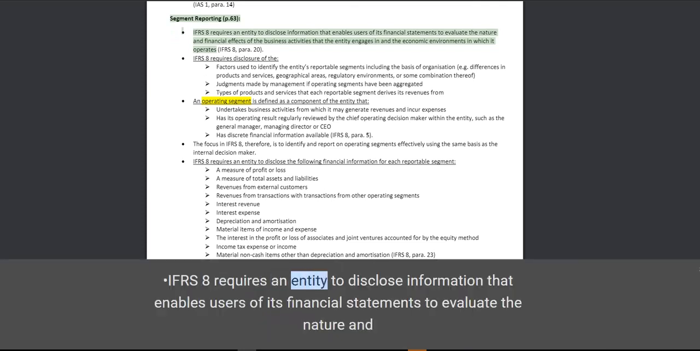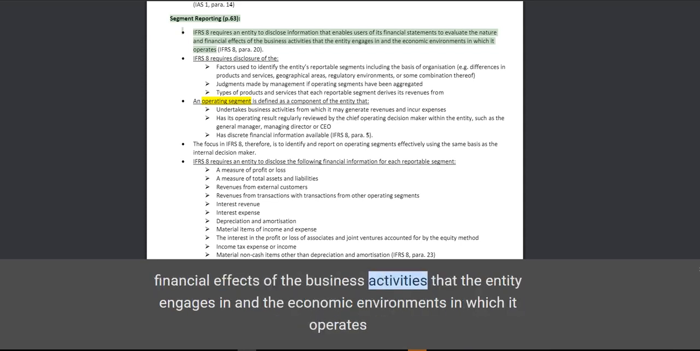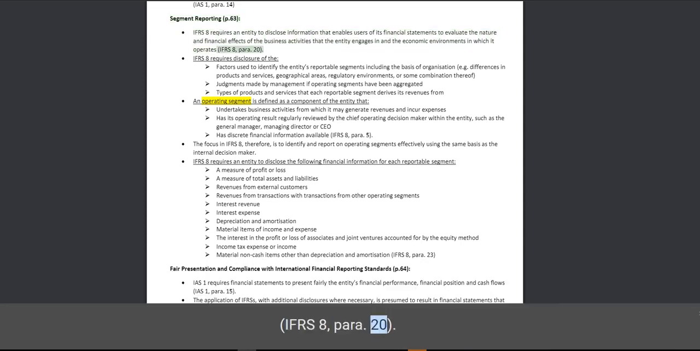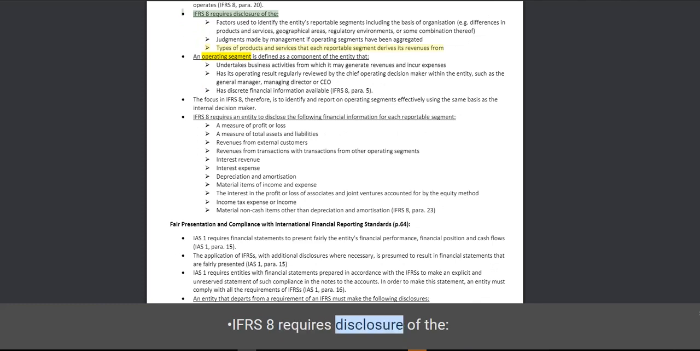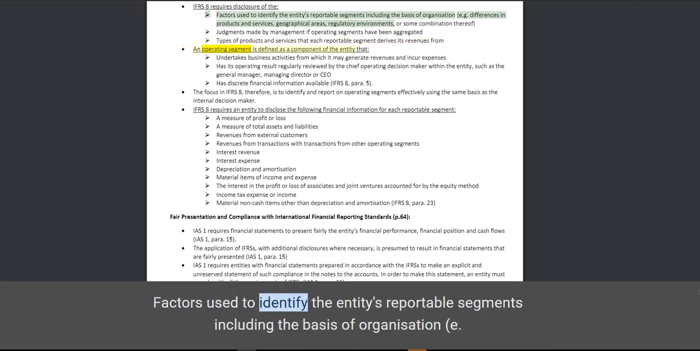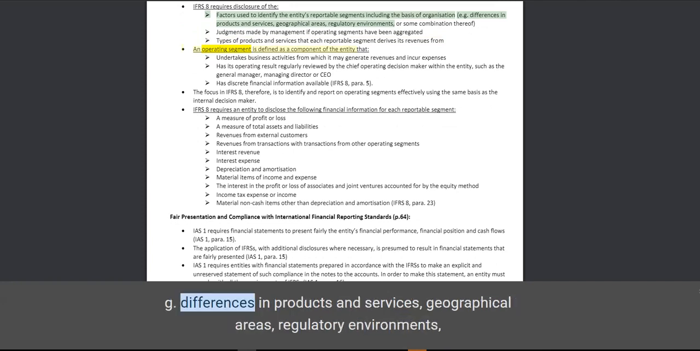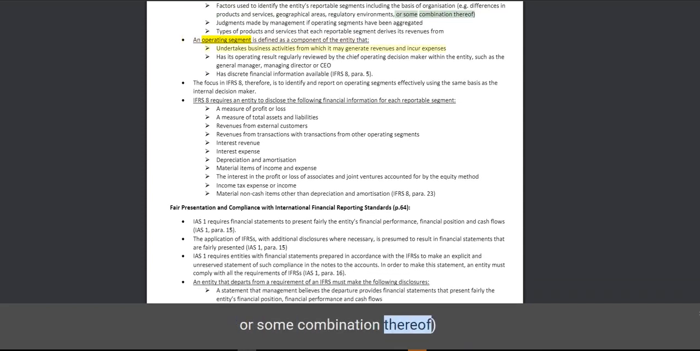IFRS 8 requires an entity to disclose information that enables users of its financial statements to evaluate the nature and financial effects of the business activities that the entity engages in and the economic environments in which it operates. IFRS 8-para 20. IFRS 8 requires disclosure of the factors used to identify the entity's reportable segments, including the basis of organization, for example differences in products and services, geographical areas, regulatory environments, or some combination thereof.